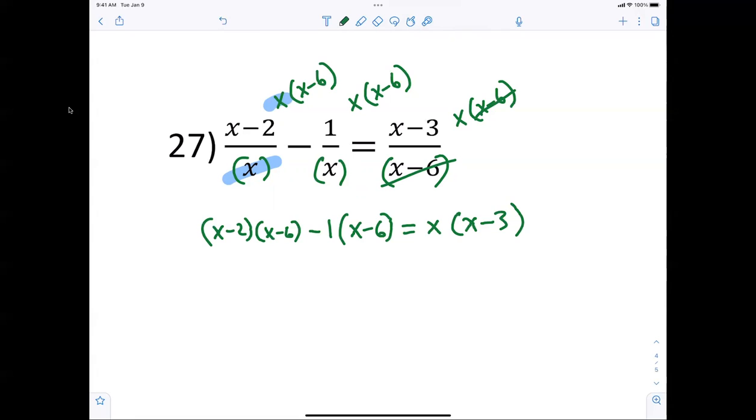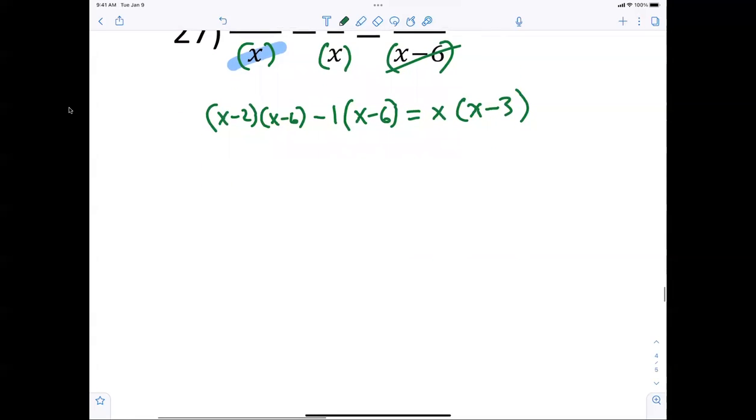All right, now this one's kind of nice because the quadratic part cancels, x squared. The x squared cancels, so we don't have to factor. So when I distribute, I end up with x squared. Now watch, -2, -6 makes what? -8x plus 12, distribute, -x plus 6, distribute, x squared minus 3x.